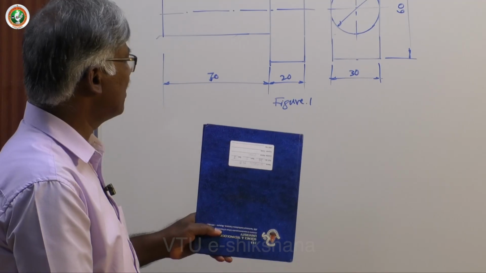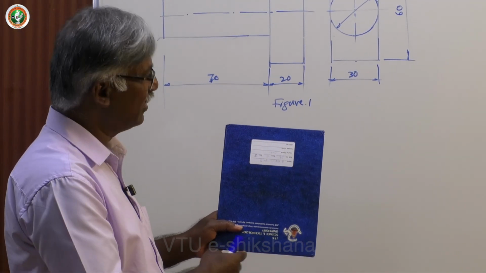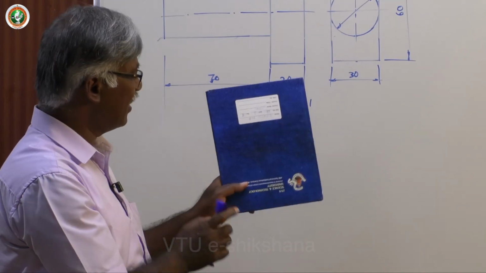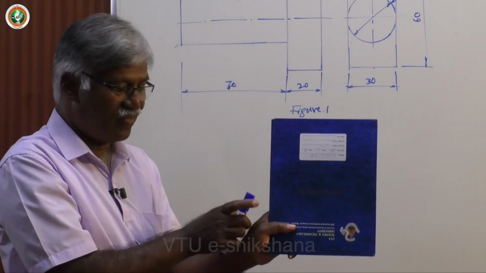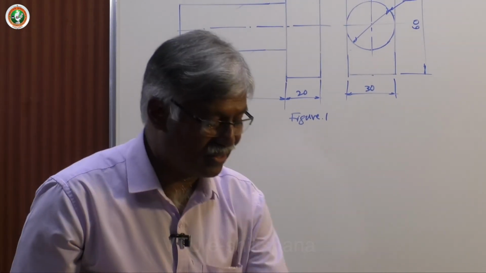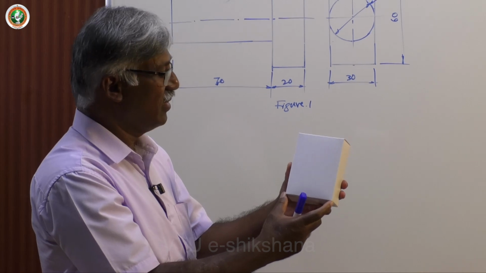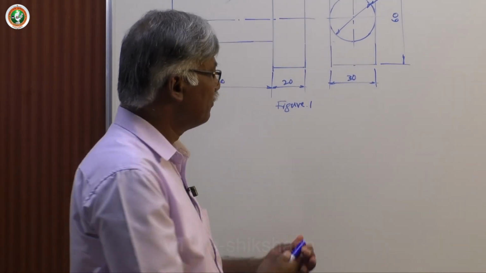The rectangle dimensions here: 30 is the width, height is 60, and thickness is 20. This is what I have given here. Thickness 20, this is 60, this one is 30 and this one is 20. I have to draw that. Now how to draw it?